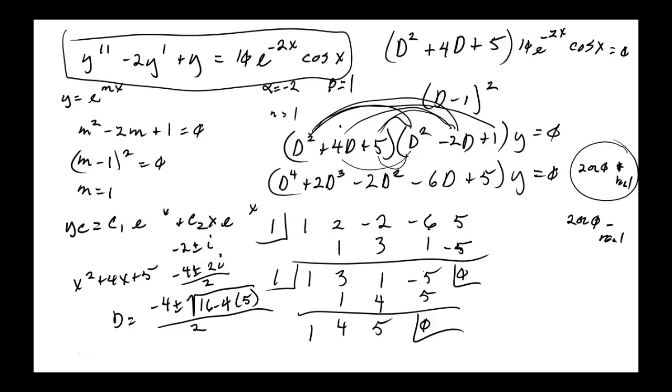Okay. So those are your ones. A double root of 1 and 2 complex roots, minus 2 plus i and minus 2 minus i. Okay. Now, from there, and by the way, you'll see that's what they got to, minus 2 minus i, minus 2 plus i, 1 and 1.